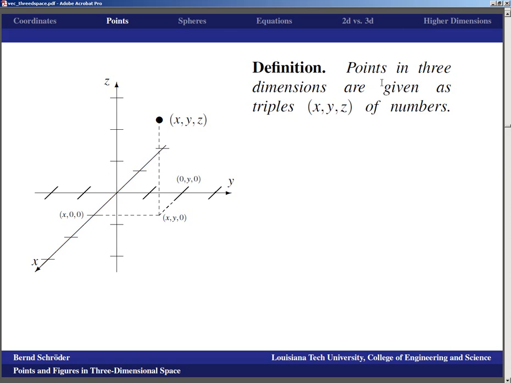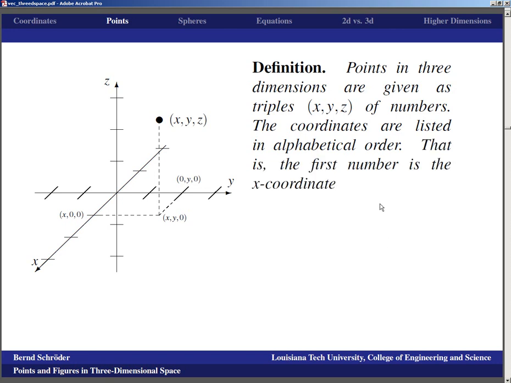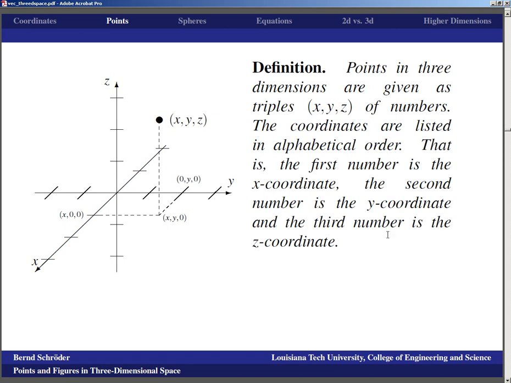So basically the definition is that points in 3 dimensions are given as triples x, y, z of numbers, just as points in 2 dimensions were given as pairs of numbers x, y, right? And the coordinates are listed in alphabetical order, x, y, z. So whenever somebody gives you a triple of 3 numbers, you know the first one is the x-coordinate, the second one is the y-coordinate, and the third one is the z-coordinate. And the drawing is shown over here.